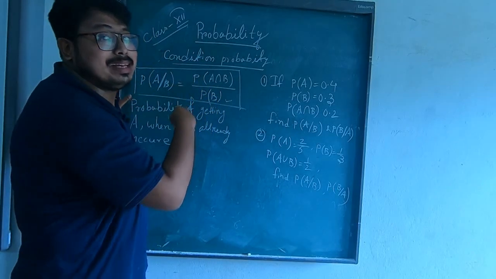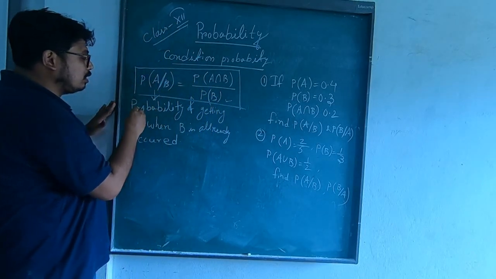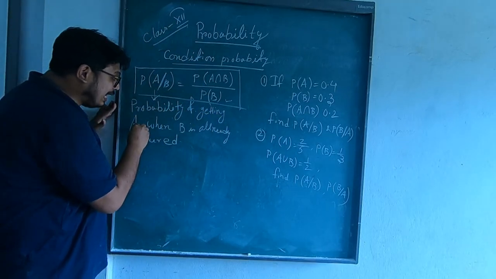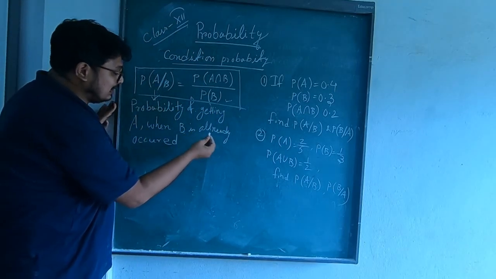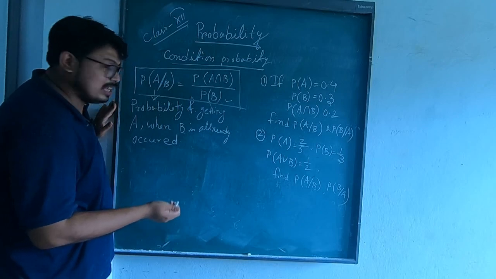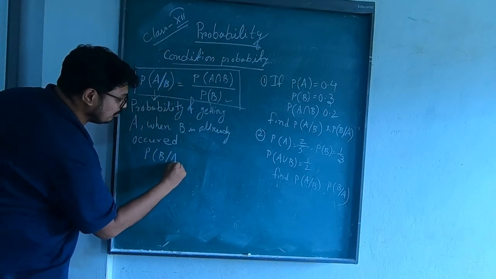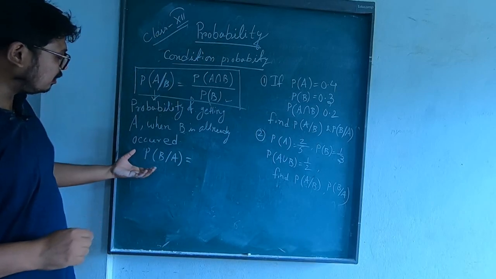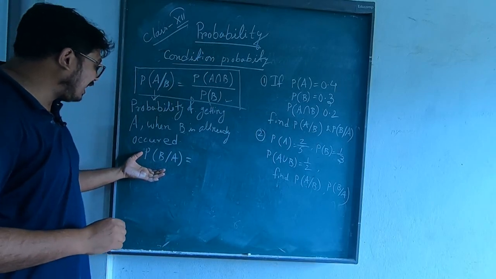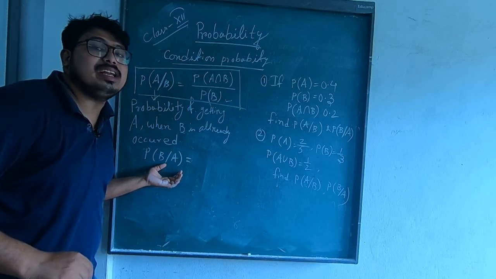Now in mathematical terms, how will you read this one? The probability of getting A when B has already occurred. Now can you tell what this one will be? P of B by A. How do you write this one? So how will this one be read? Probability of getting B when A has already occurred.